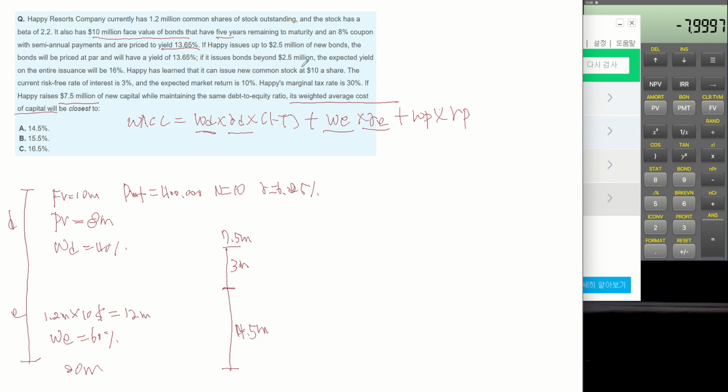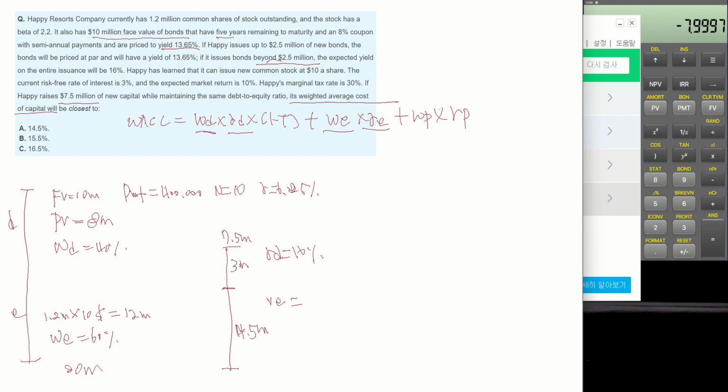According to the question, when the company issues debt beyond 2.5 million, the expected cost of debt becomes 16%. Now let's move to figure out the cost of equity.